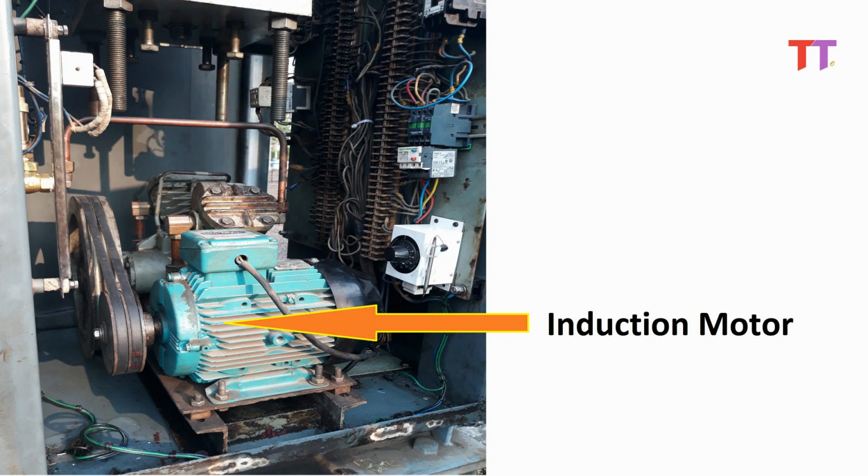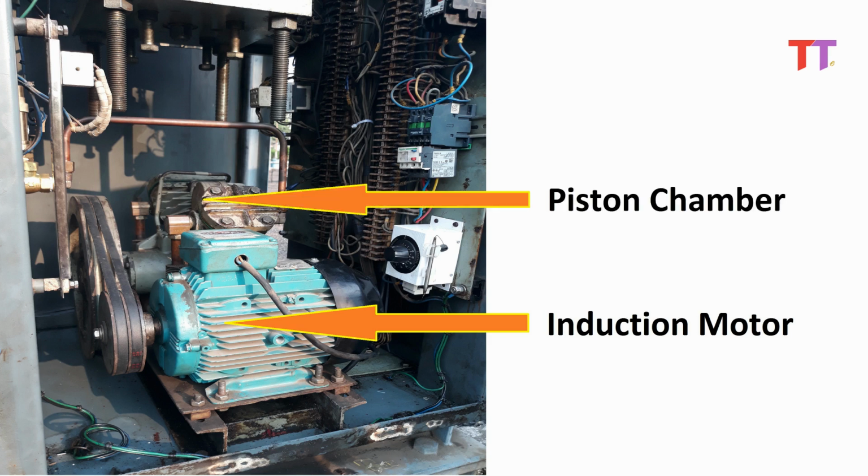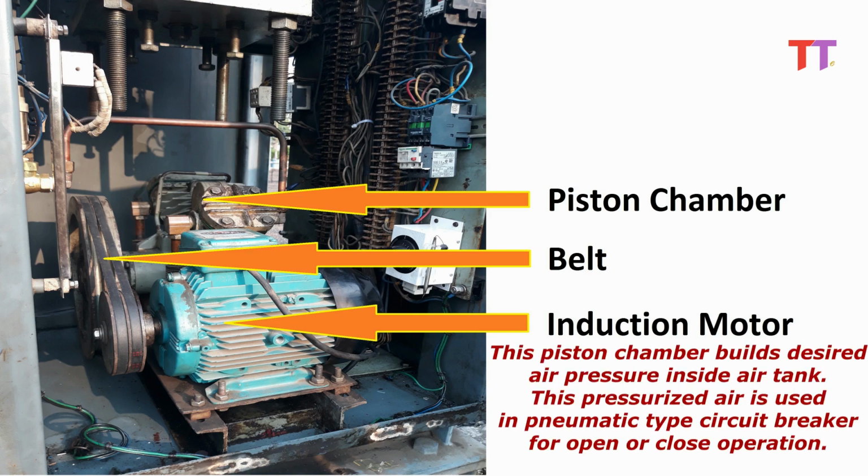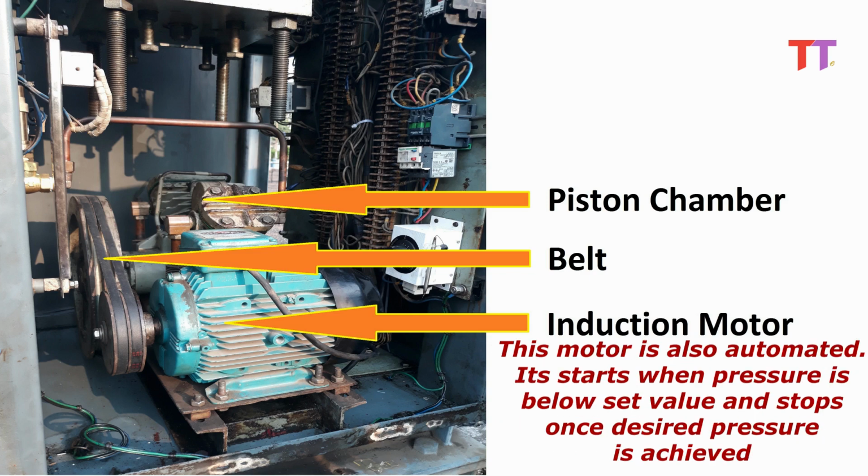This is 3-phase induction motor. This motor is coupled to piston chamber with belt. This piston chamber builds desired air pressure inside air tank. This pressurized air is used in pneumatic type circuit breaker for open or close operation. This motor is also automated. It starts when pressure is below set value and stops once desired pressure is achieved.